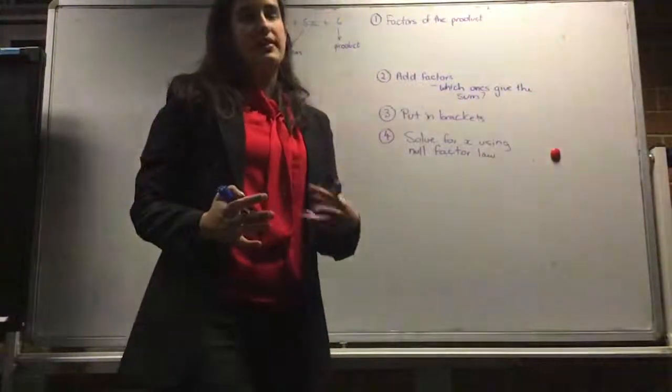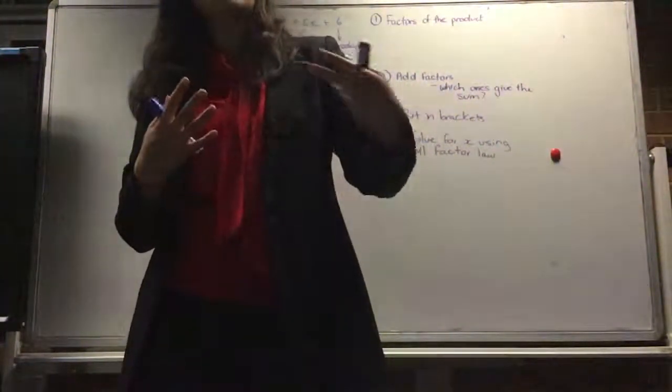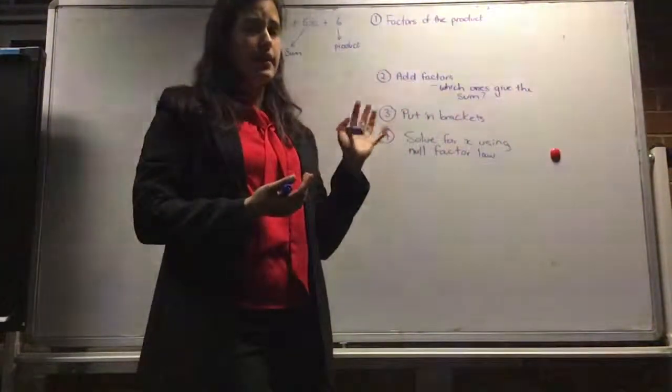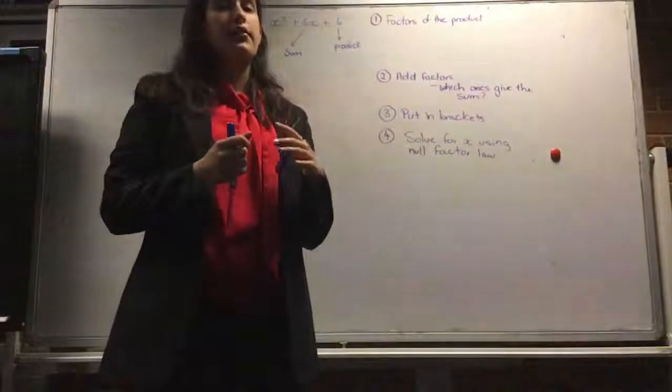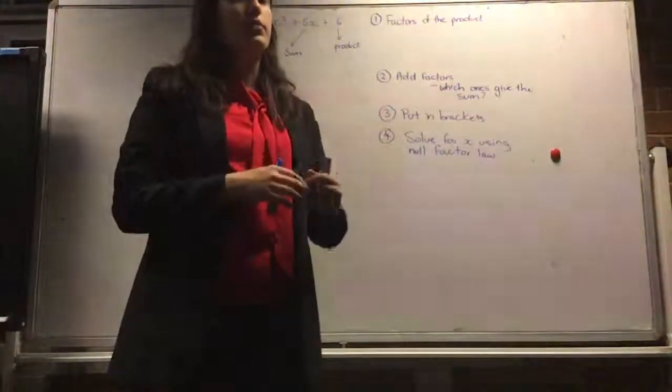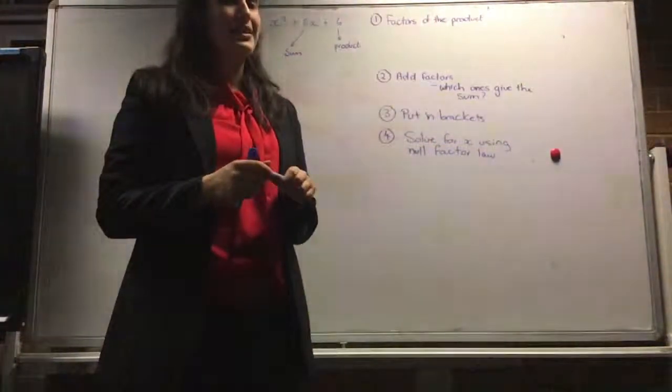And you might remember doing some where you already had brackets in there and we used a certain method to solve it. In this case, we don't have the brackets. So what we have to do is factorize. We've got to get it in bracket form before we can actually solve it. So how do we do that?